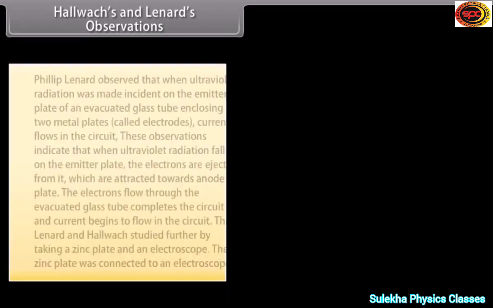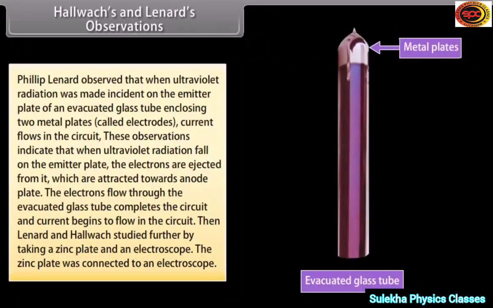Hallwachs' and Lenard's observations. Philip Lenard observed that when ultraviolet radiation was made incident on the emitter plate of an evacuated glass tube enclosing two metal plates called electrodes, current flows in the circuit. These observations indicate that when ultraviolet radiation falls on the emitter plate, the electrons are ejected from it, which are attracted to the anode plate. The electrons flow through the evacuated glass tube, complete the circuit, and current begins to flow in the circuit.